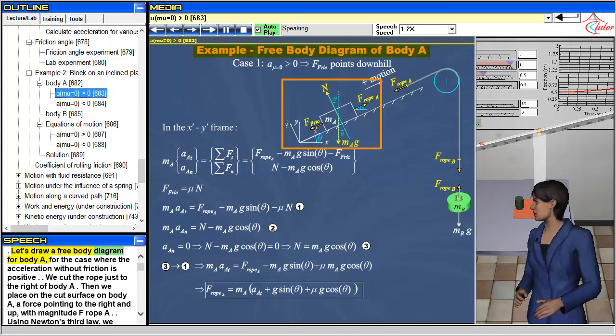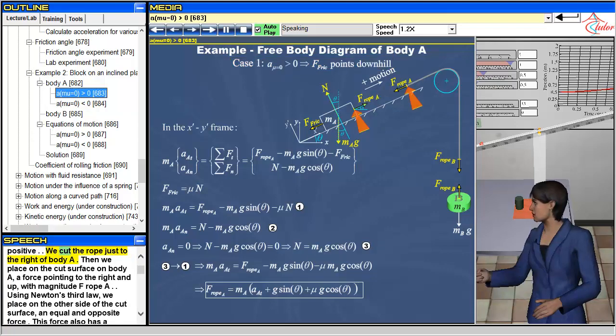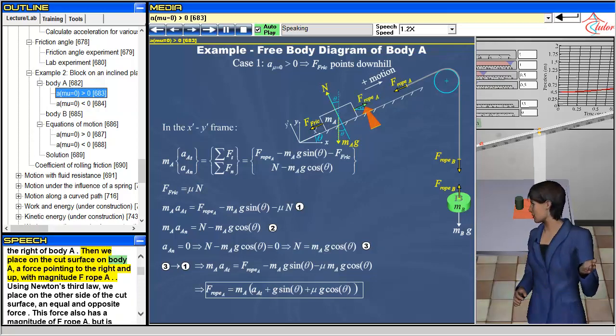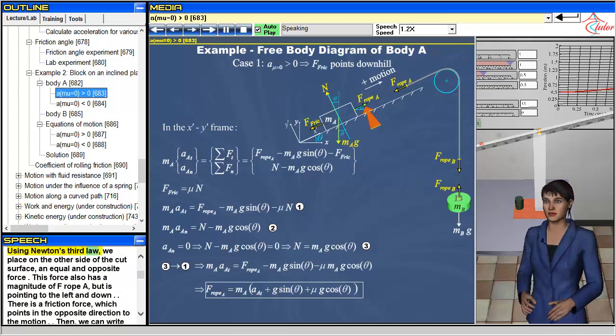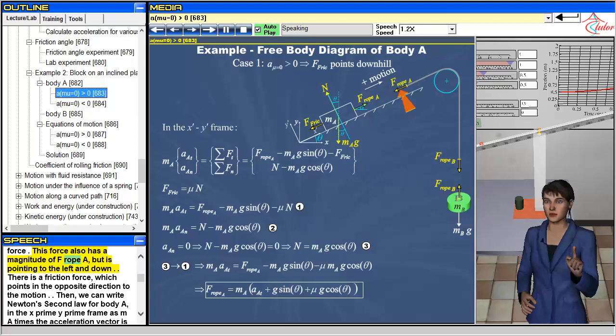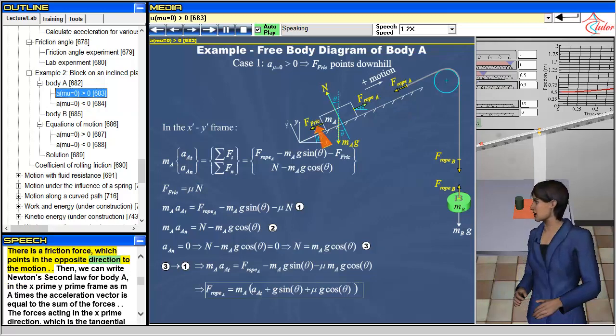Let's draw a free body diagram for body A. For the case where the acceleration without friction is positive, we cut the rope just to the right of body A. Then we place on the cut surface on body A a force pointing to the right and up, with magnitude F rope A. Using Newton's third law, we place on the other side of the cut surface an equal and opposite force. This force also has a magnitude of F rope A, but is pointing to the left and down. There is a friction force, which points in the opposite direction to the motion.